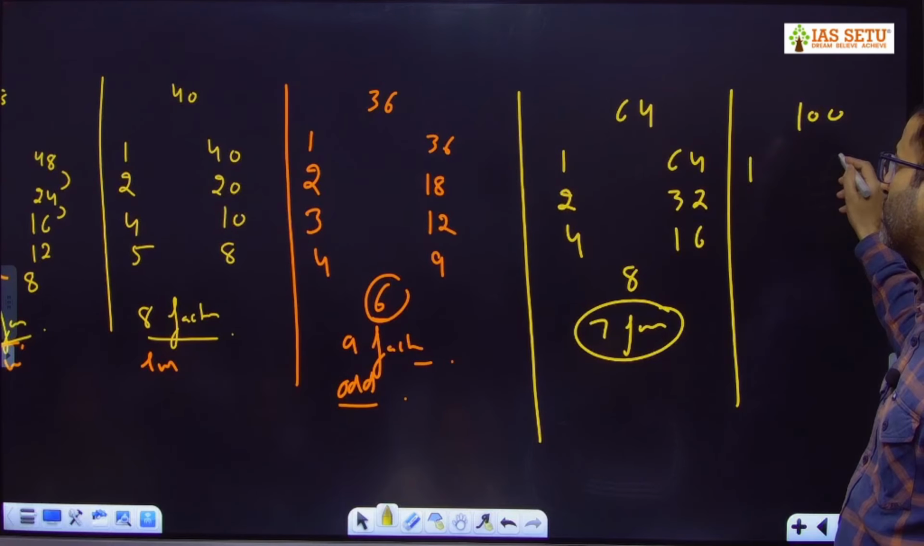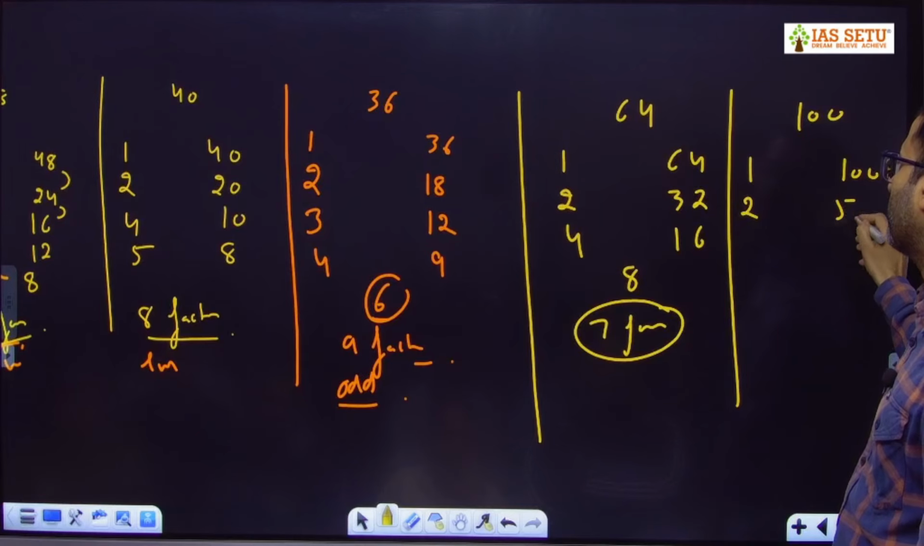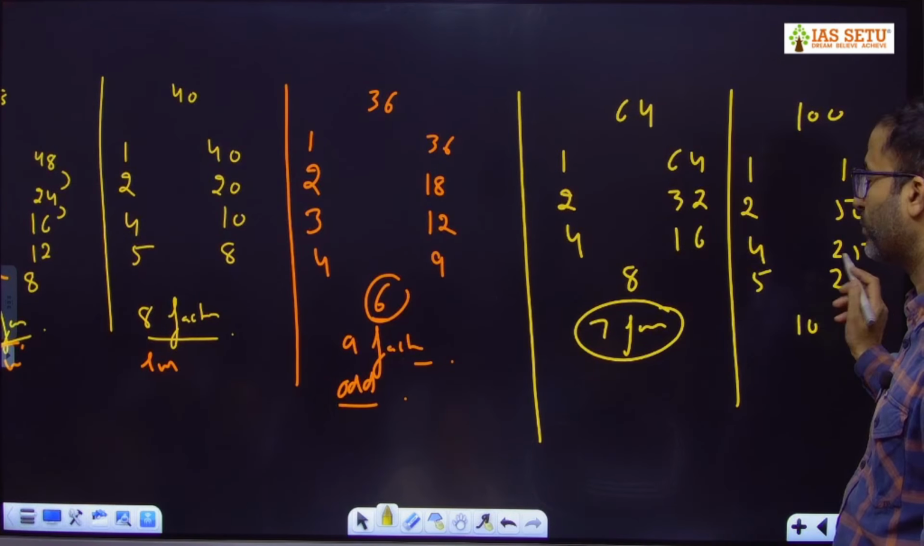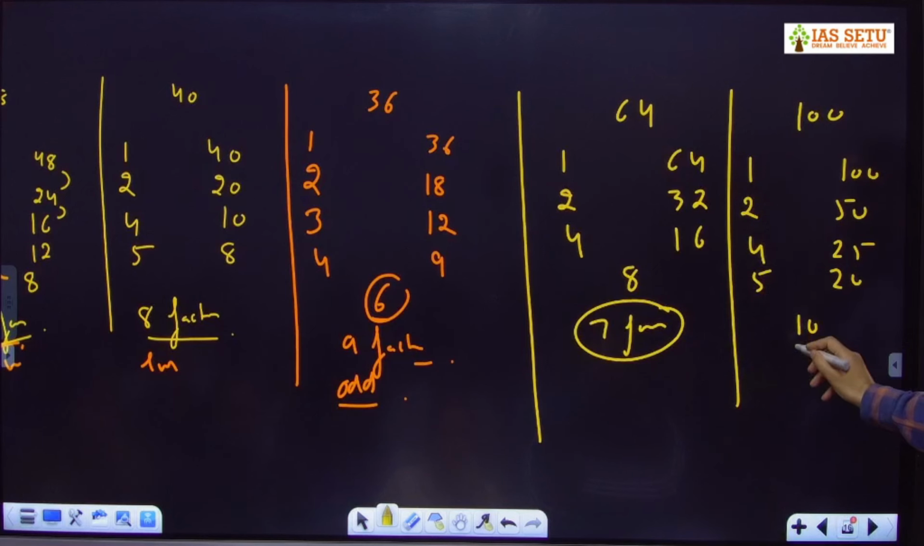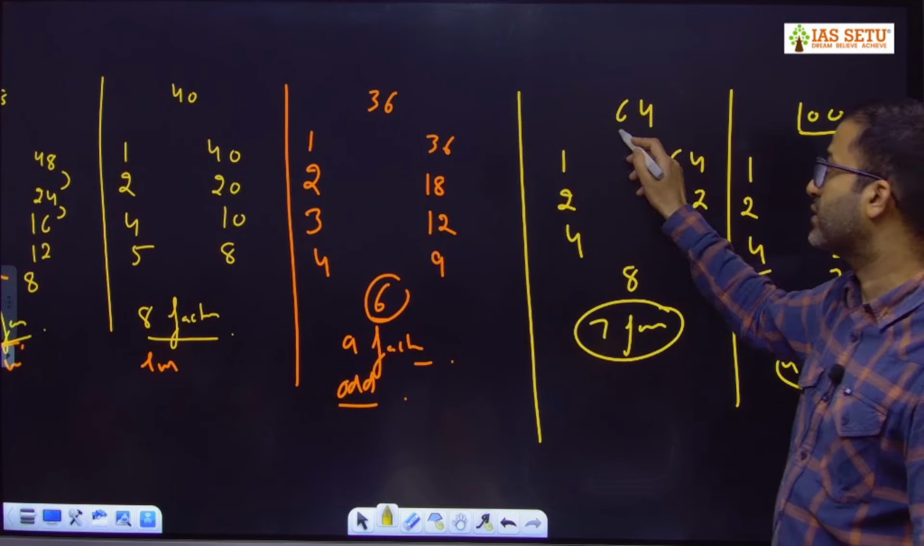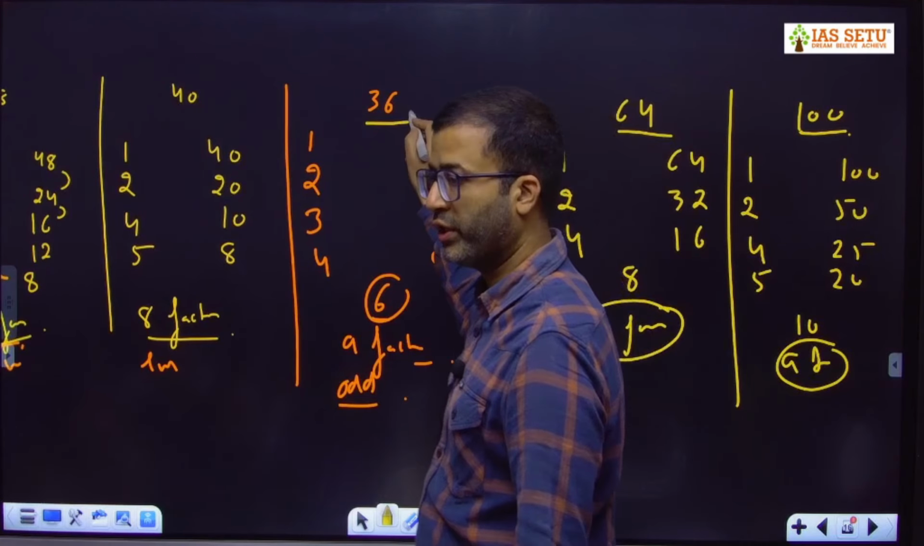Similarly, you can check 100. 100 के फैक्टर कैसे होता है? 1 make pair with 100, 2 make pair with 50, 4 make pair with 25, 5 make pair with 20, 10 make pair with 10 only. So here 100 has 9 factors. क्यों? क्योंकि it is a square number.